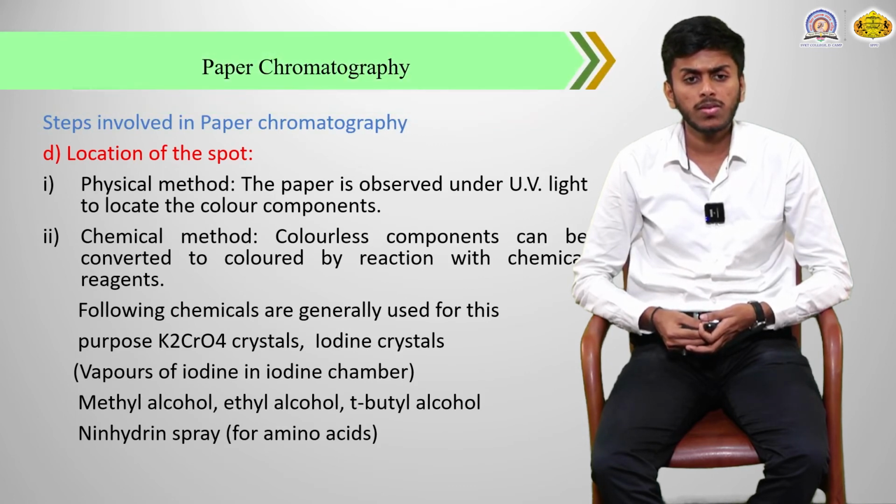Last step is location of the spot. Physical method: the paper is observed under UV light to locate the colored components. Other is the chemical method, use of a charring agent. Colorless components in UV light can be converted into colored components by using a chemical reagent such as iodine crystals, K2Cr2O7 crystals, methyl alcohol, ethyl alcohol, etc., and ninhydrin spray, especially for amino acids.